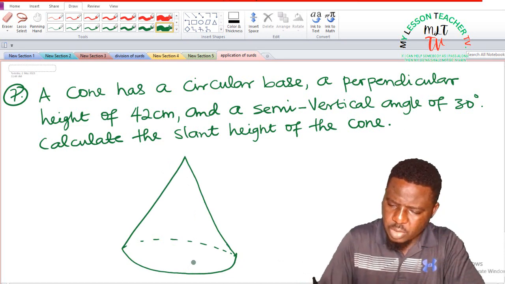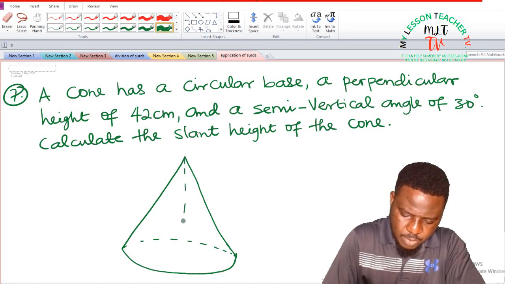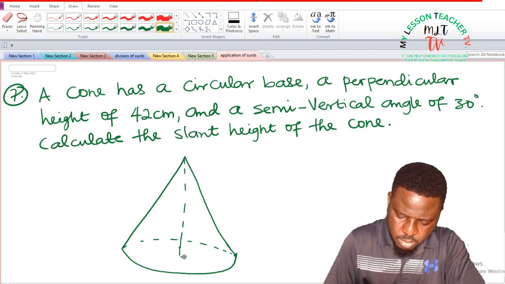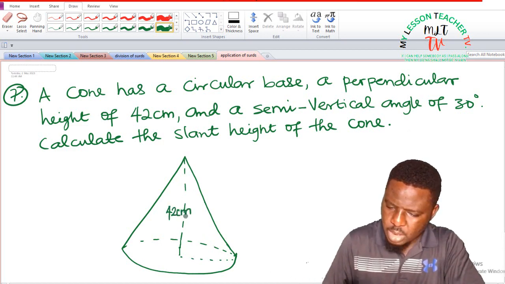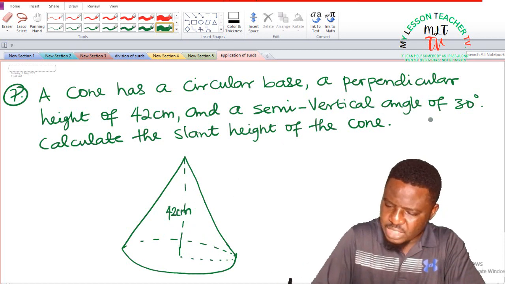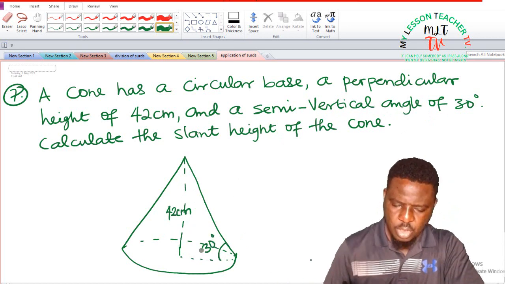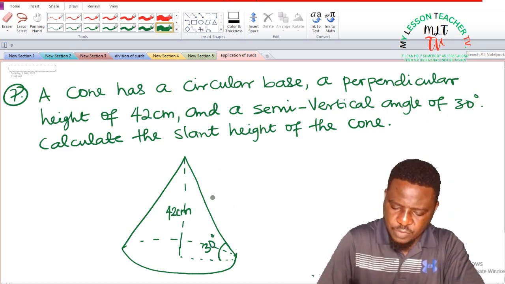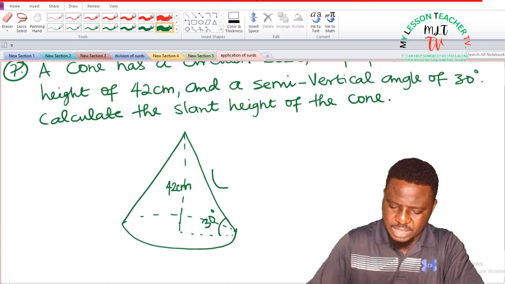that it has a circular base, a perpendicular height of 42 centimeters. So let this be the perpendicular height of 42 centimeters, and a semi-vertical angle. This is a semi-vertical angle of 30 degrees. We should calculate the slant height of the cone. This is the slant height of the cone.